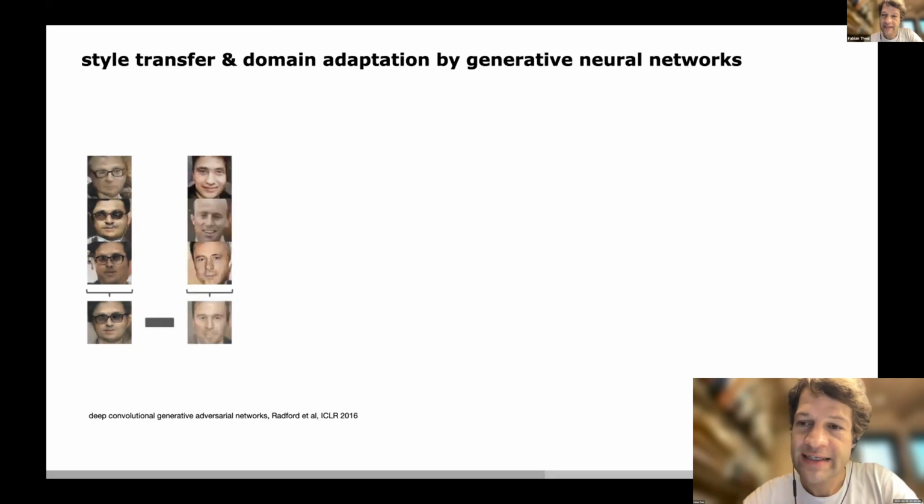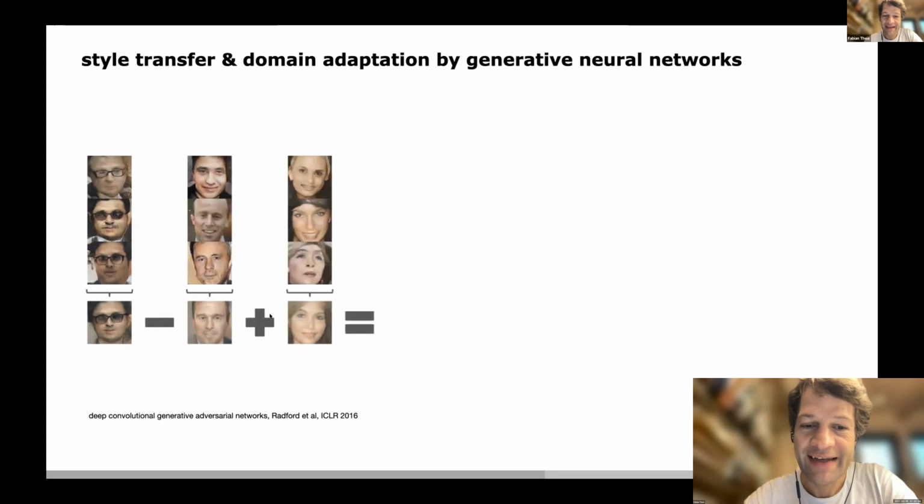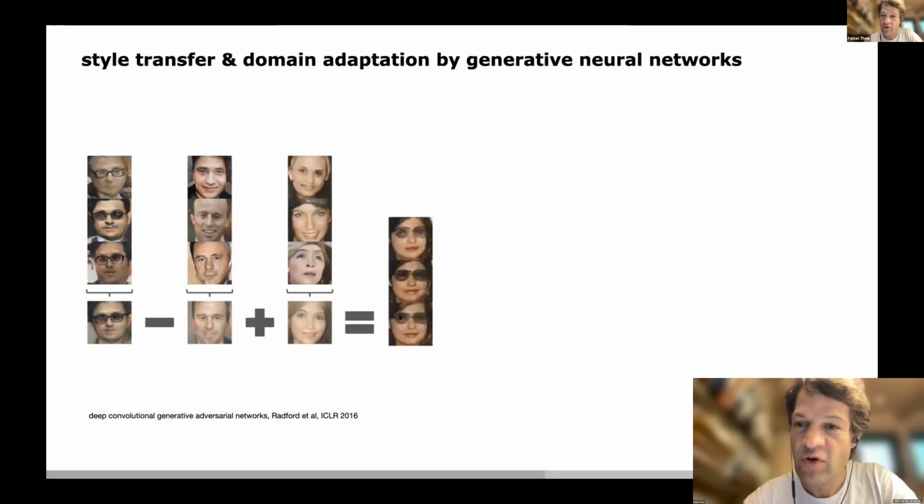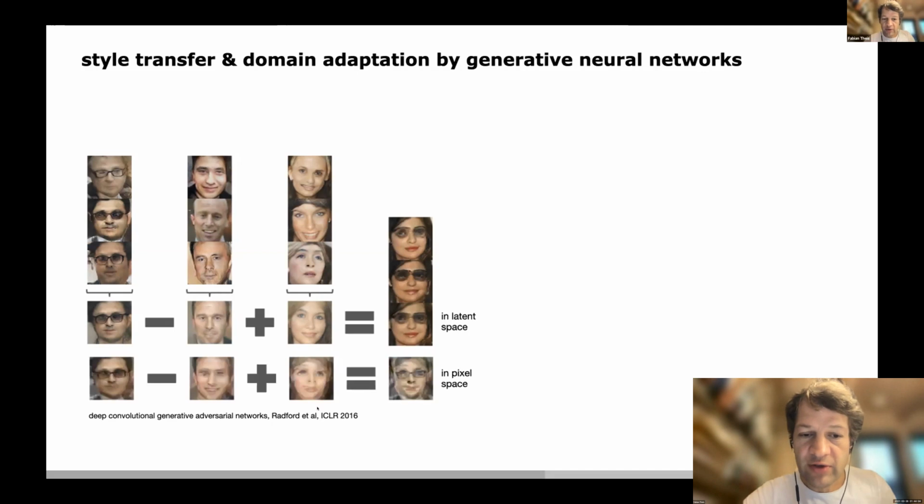And what they did in this thing was arithmetics in the latent space. They subtract a man without glasses and add a woman without glasses. And lo and behold, you get samples of women with glasses. That's pretty cool, right? So you transfer this meta concept, where if you were doing this in the pixel space, because of the nose, eye, whatever ratios are different, this wouldn't work at all. It works in the latent space.